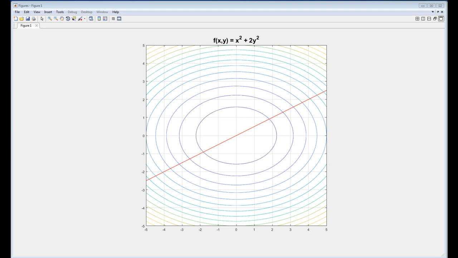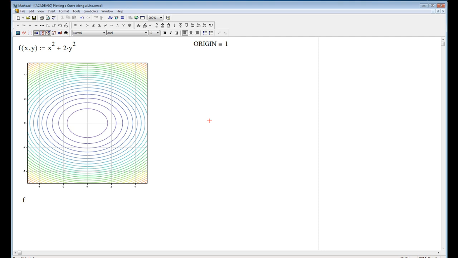Or another way to think about it perhaps is, what if I were to take this 3D surface that's represented by the ellipses on this contour plot and just saw it along the red line and look at the edge of that saw cut? What would that look like? Well, let's try this. I'm going to do this in MathCAD just because it's easy.